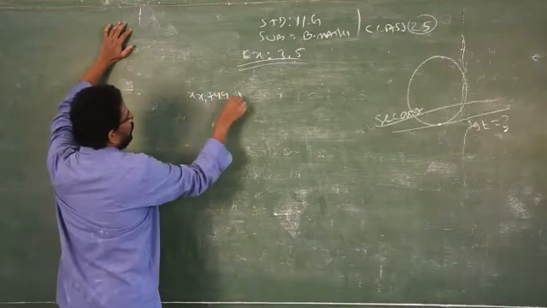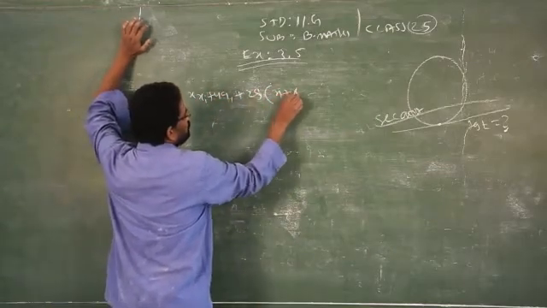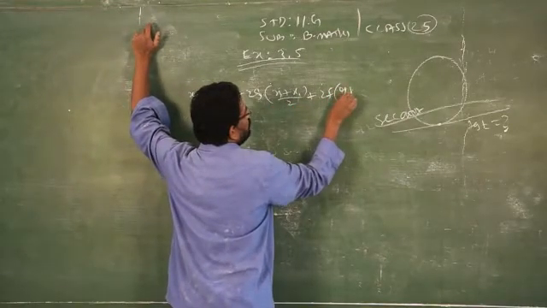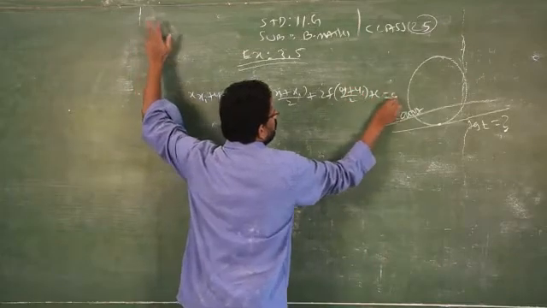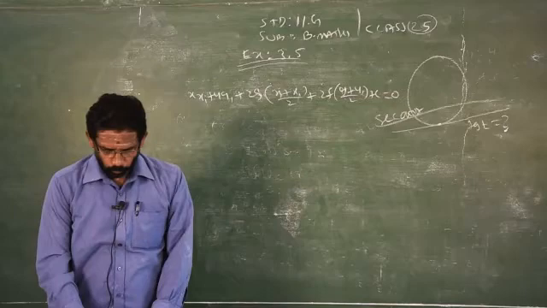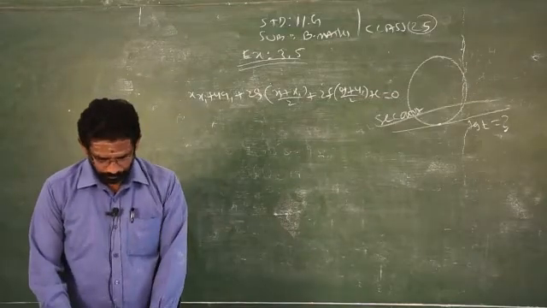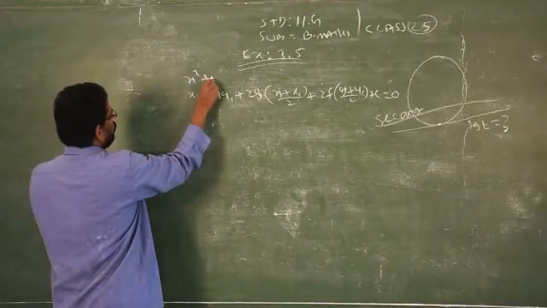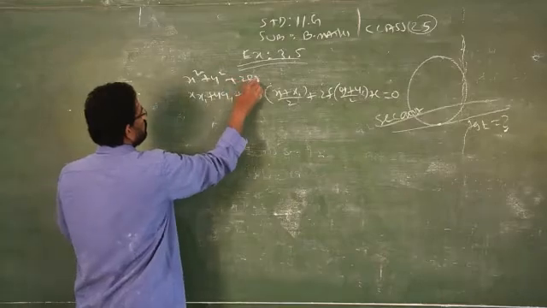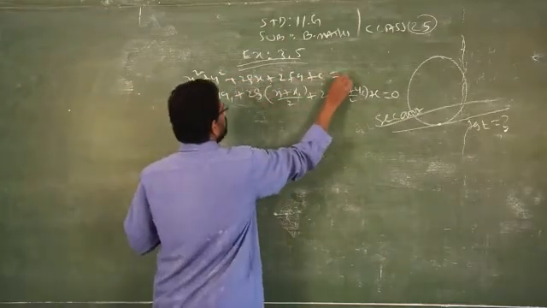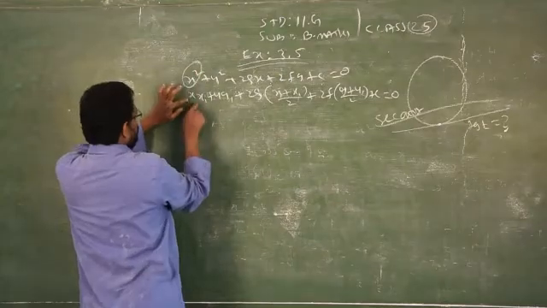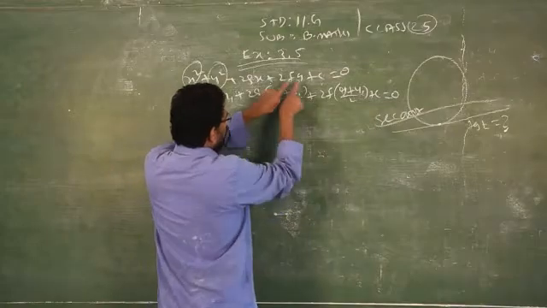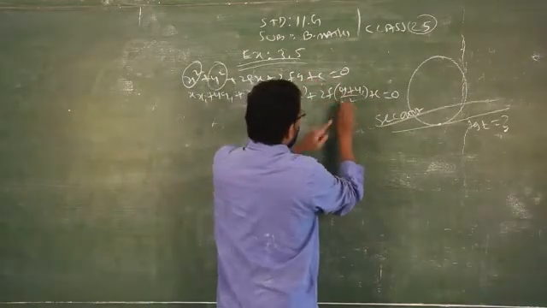x x1 plus y y1 plus 2g times (x plus x1) by 2 plus 2f times (y plus y1) by 2 plus c is equal to 0. This is the formula to find the equation of the tangent. Clear? So very simple. Just you have to compare the general equation x square plus y square plus 2gx plus 2fy plus c is equal to 0. So you are replacing this x square by x x1, this y square by y y1, this x is replaced by (x plus x1) by 2, and similarly this y is replaced by (y plus y1) by 2.